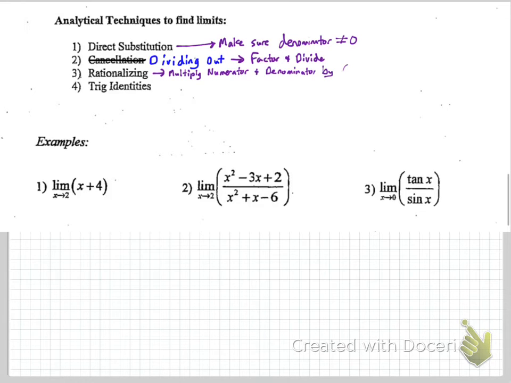Rationalization is one where you multiply the numerator and denominator by the conjugate, and just remember that conjugate means you change the ending, and so I'll remind you guys of that when we get to that kind of problem. And for trig identities, one way to do this is to change everything to sine and cosine, and then you divide things out. And often, or frequently, this will give you the limit, and you will be able to use direct substitution again. So actually, all of these, 2, 3, and 4, are ways for you to get back to doing number 1, using direct substitution, plugging the value of the limit directly into the function.